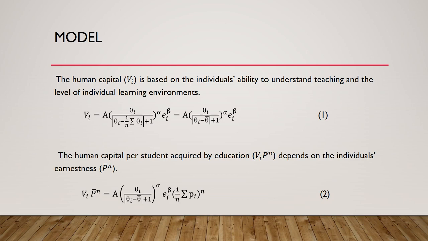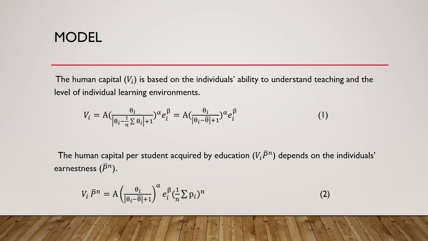Whether human capital can be maximized or not depends on the individual earnestness. That is, human capital per student acquired by education is shown as equation 2. P i is the level of an individual's earnestness towards studying. P upper bar is the average level of earnestness in the classroom. N is the number of students in the classroom.